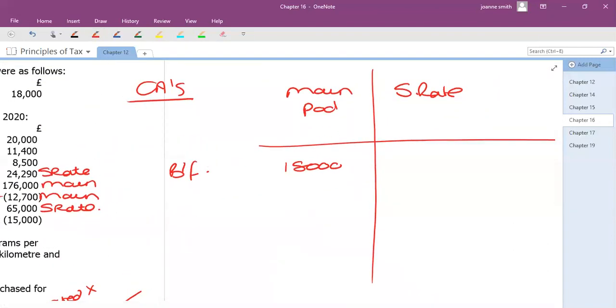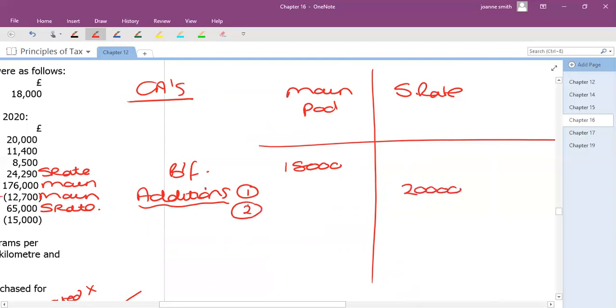So let's see what we've got here first of all. Then let's put the cars in. Okay, so let's put our additions in for the cars. So we've got car number 1. Let's write it there, car number 1. That's going to go in your special rate.